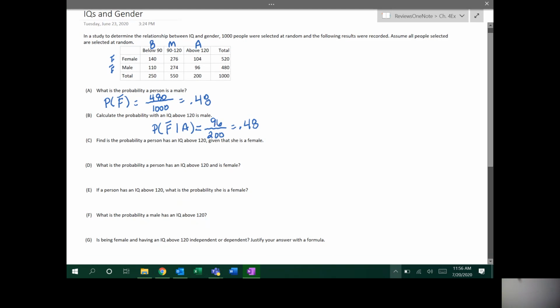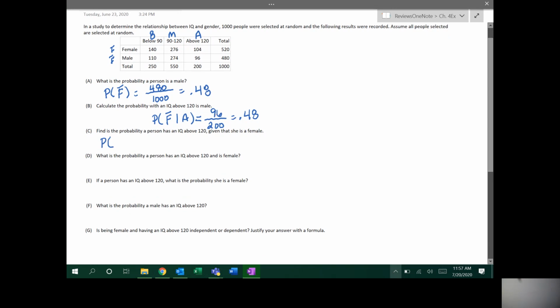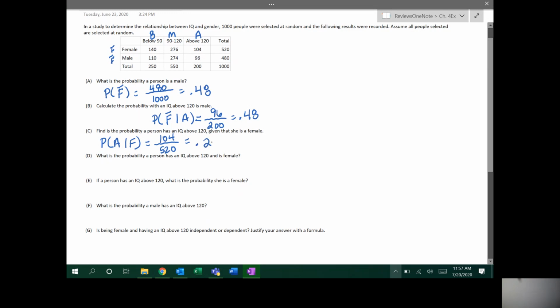Now, part C was nice because they flat out used the word given, so you know it's a conditional. Given that it's female, find the probability that the IQ is above 120. So in this case, we're only going to be using the F row. And in the F row, there is a total of 520. And of those 520, 104 have an IQ above 120, or 0.2. And again, that was because of that word given.